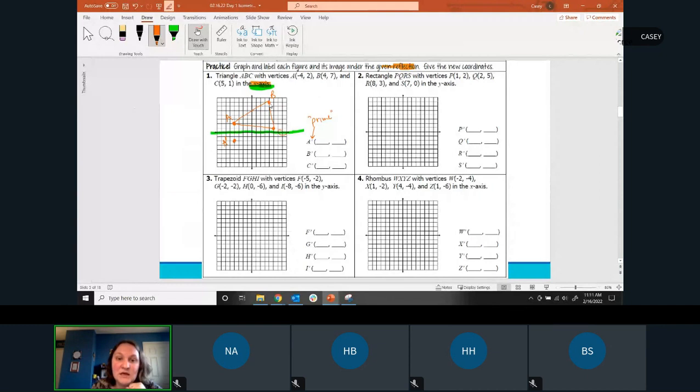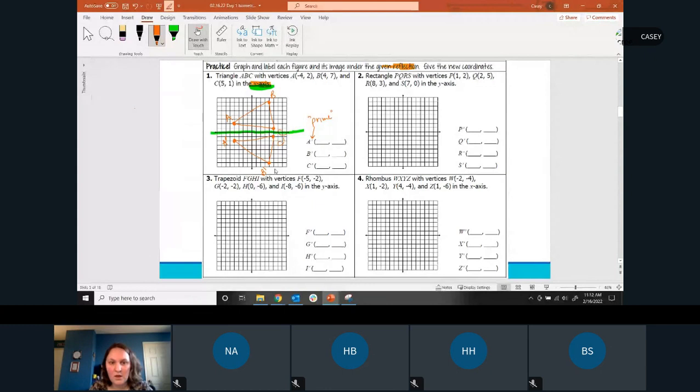Now let's look at B. B is 7 blocks above the green line. So B prime would have to be 7 blocks below the green line. So here's B prime. And C is 1 block above the green line, so its reflection, C prime, will be 1 block below. And I can connect those, and it does indeed look like a reflection. I could fold my paper on my green line, and those points would line up exactly on top of each other.